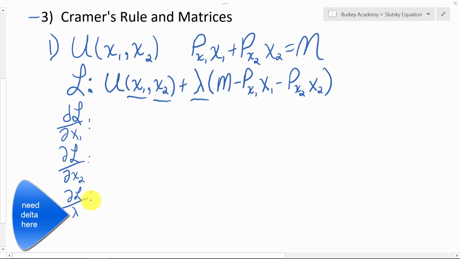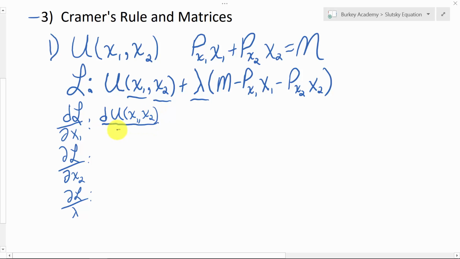What we're going to get out of these derivatives is just the derivative of the utility function with respect to x1. There's not a whole lot more we can do with that except write the fact that we're going to take the derivative. And then over here, since we have the x1 on this side, we're going to have lambda times minus p1 x1. When you take the derivative of that with respect to x1, it's just going to leave you minus lambda times the price of x1.